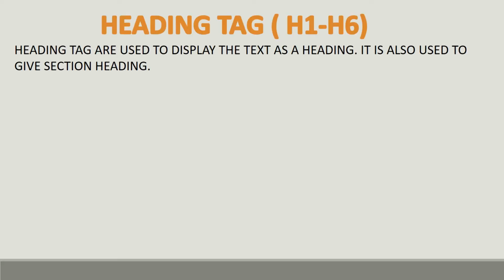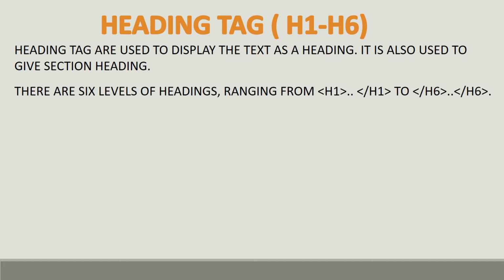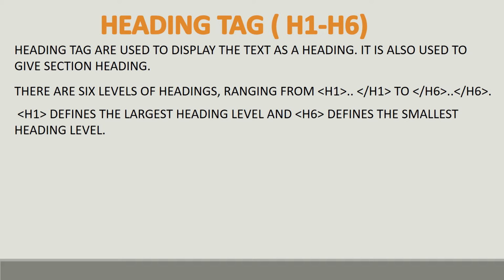Heading tags are used to display the text as a heading, and they are also used to give section headings. There are 6 levels of heading ranging from H1 to H6. H1 defines the largest heading level and H6 defines the smallest heading level.